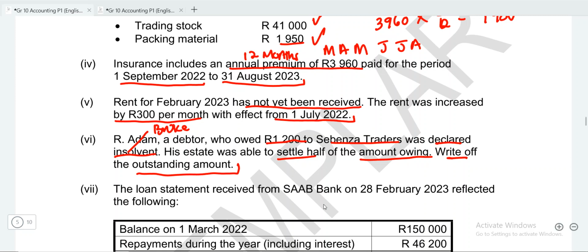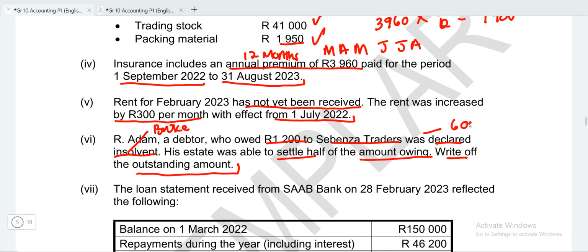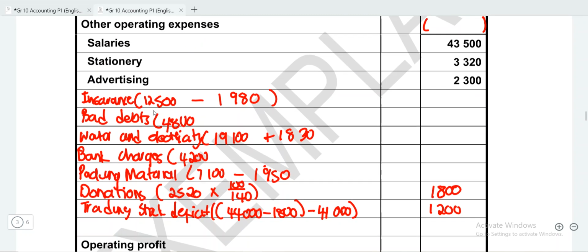So if we say 1,200 multiplied by 0.5, it will tell us that the half that this person could not pay is 600. So when we write off a debtor, remember we are debiting bad debts and we are crediting debtors control, but here we are only focusing on the income statement on the bad debt side. So we're going to increase our bad debts. Remember, the people that we are writing off are increasing by 600, so meaning that we are going to increase our bad debts by 600.